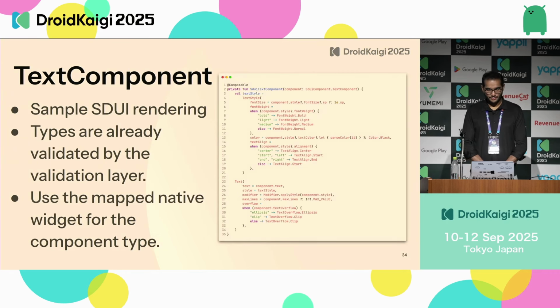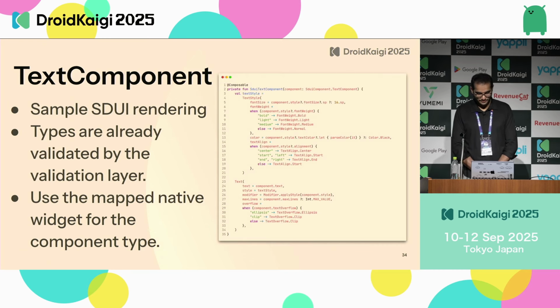Here is a sample of a simple text component example. The data has already passed through our validation layer, so we know it's safe to render. Now the app uses the mapped native widgets for this component type and brings it to life on screen.